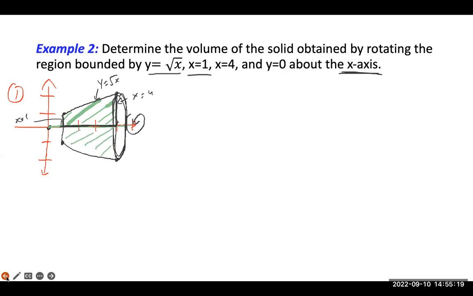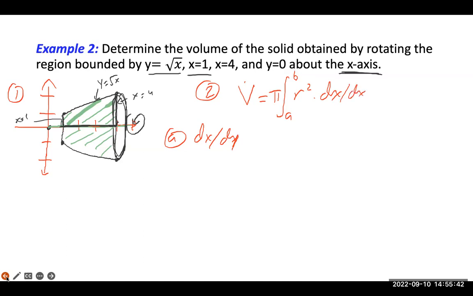Right now, that's step number 1. Step number 2, because we're using the disk method, the volume equals the integral of pi r squared, that's the area, from a to b, times the height, which is delta x. So I have a couple of things to find. Number 1, am I dealing with a dx or dy? I already put it here, but we're finding it.